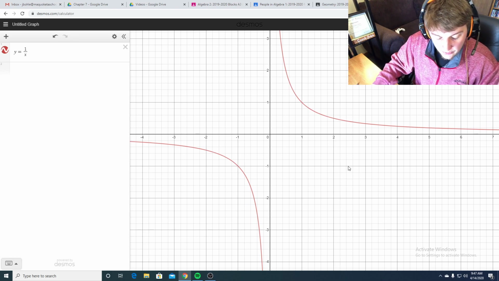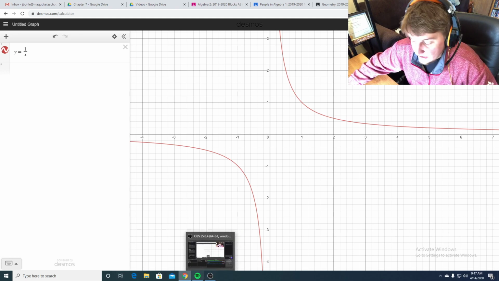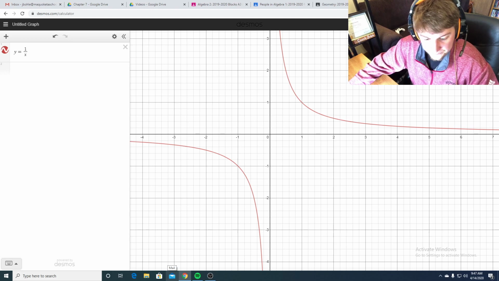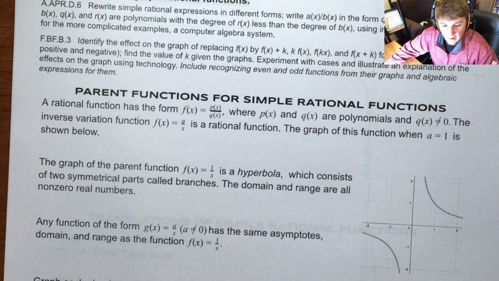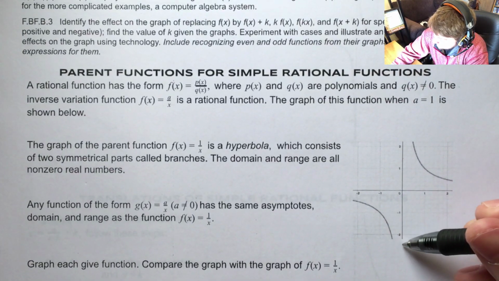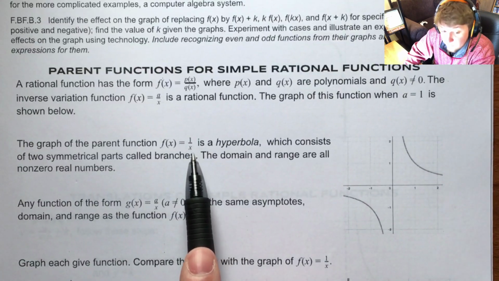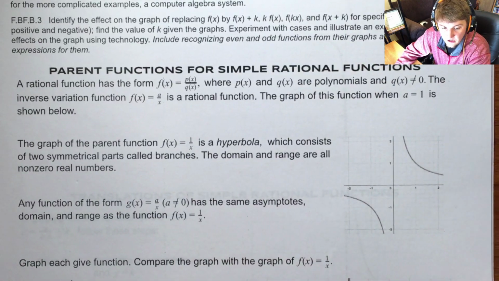Okay, so let's go back and take a look at our paper now that we've talked about that. We know we're going to have a vertical asymptote at x is 0 and a horizontal asymptote at y is 0 for the parent function. That's important to note.